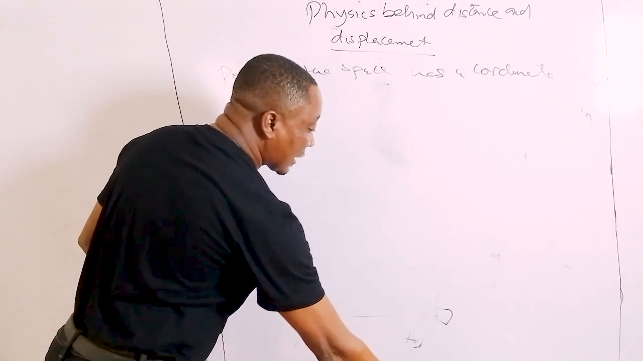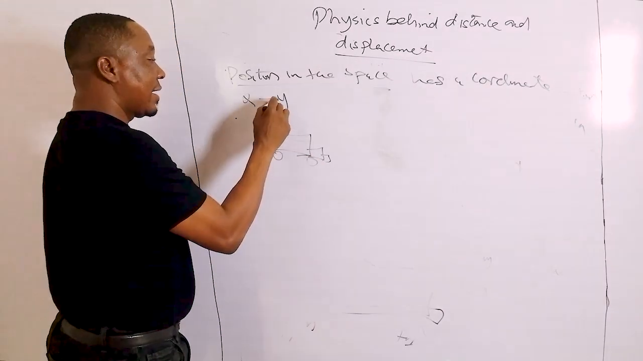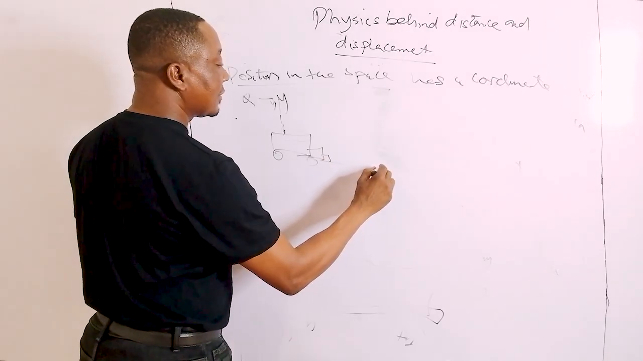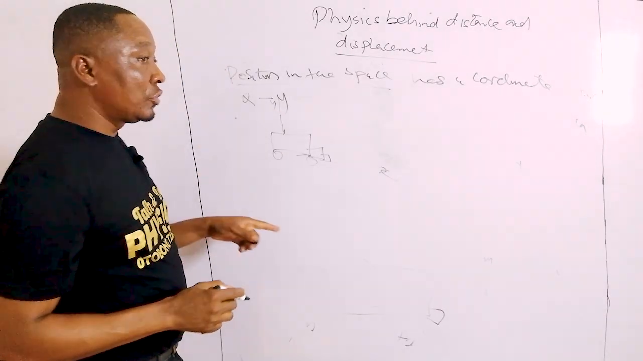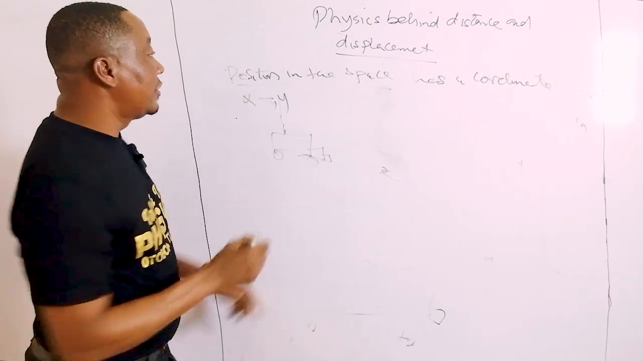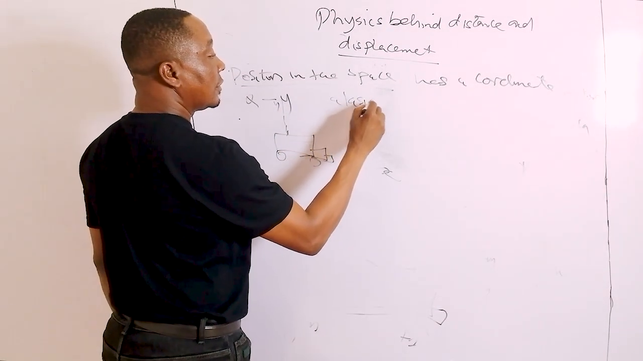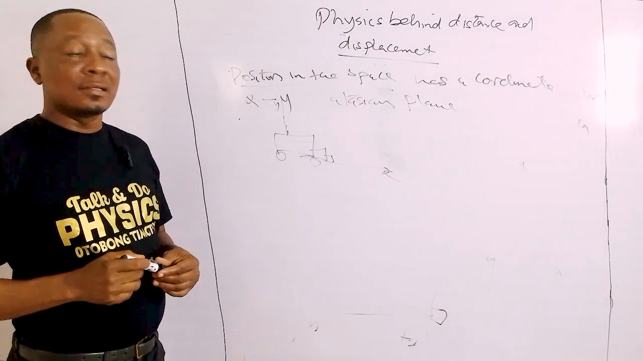So we are using this car, and it has the Y direction and also has the X direction. When it has the X and Y direction, we call it the position. And in the X and Y direction, it is what we call the Cartesian plane.